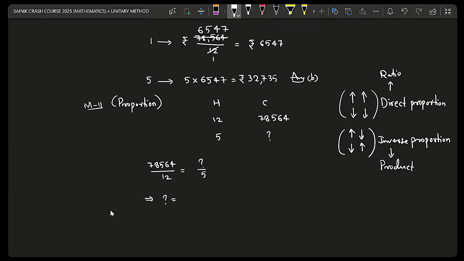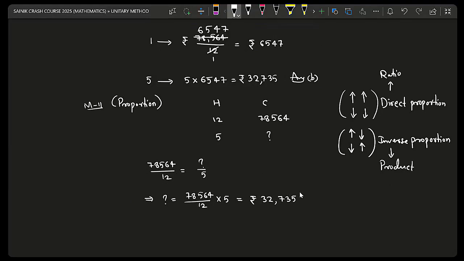That is, 5 is dividing on the right side. If you transpose it, it will multiply. So you get 78564 divided by 12 times 5. So this gives the same type of cuttings as in the previous method also, right? Yes, sir. So again you're going to get the same answer. Which method is this called? Proportion method.